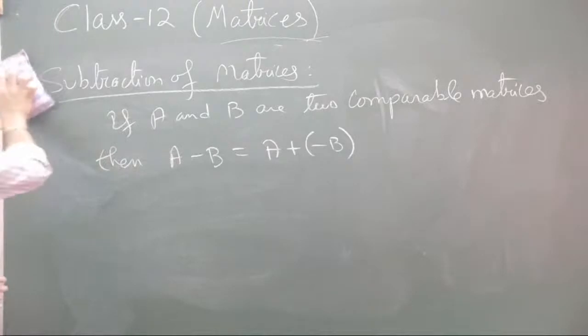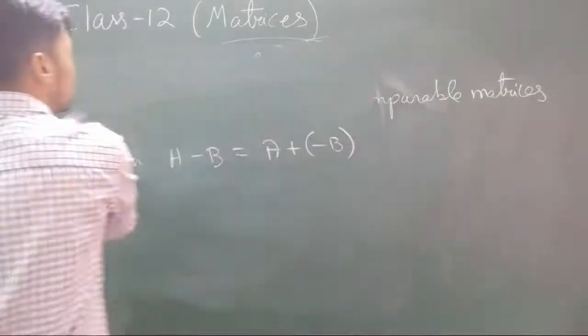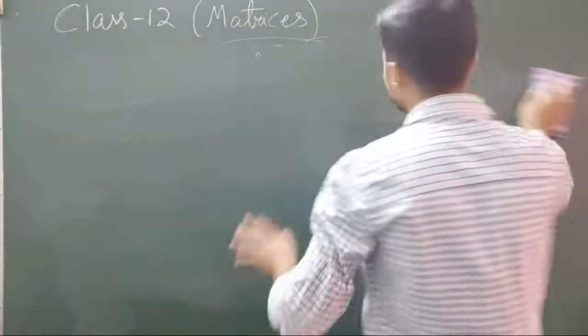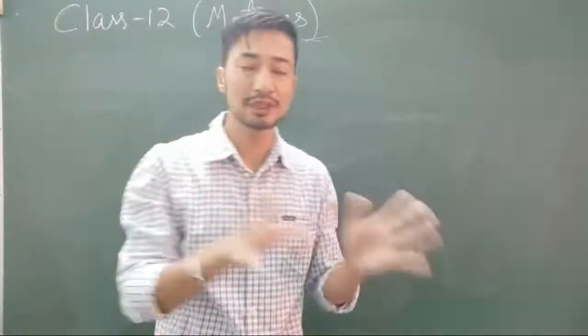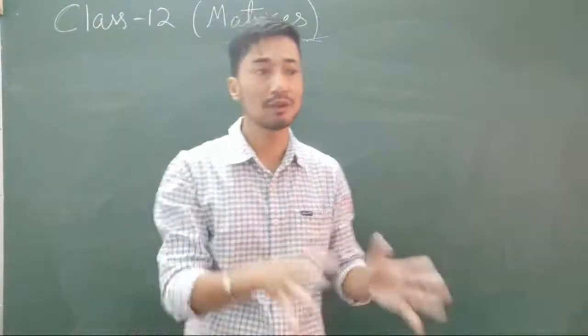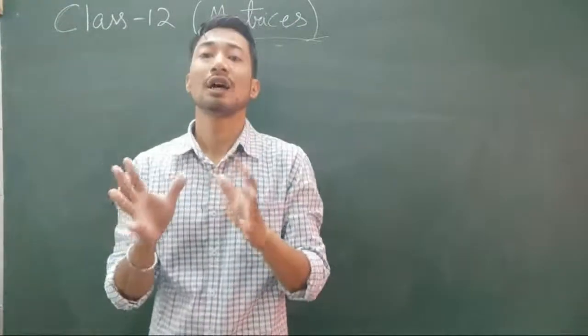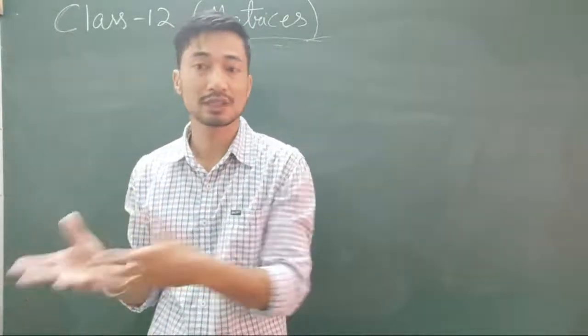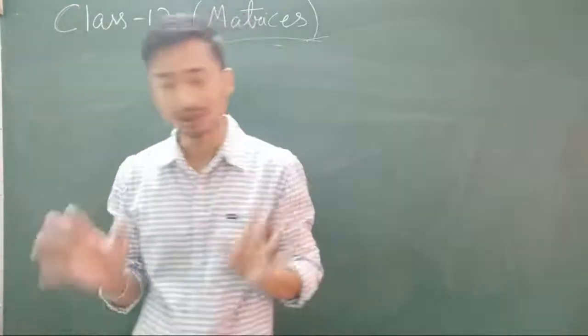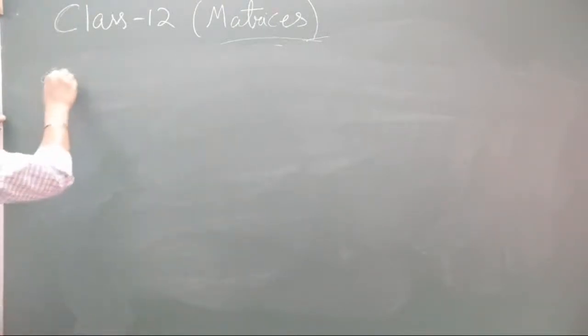Alright. But don't confuse yourself, let me just summarize that again. Addition, subtraction, no complication, simple. They should be of the same order so that we can add or subtract the corresponding elements. How do you multiply a matrix with a scalar? Each and every element of the matrix gets multiplied with the scalar. That's it. Alright, let's try some examples.